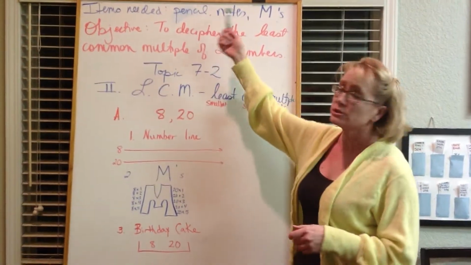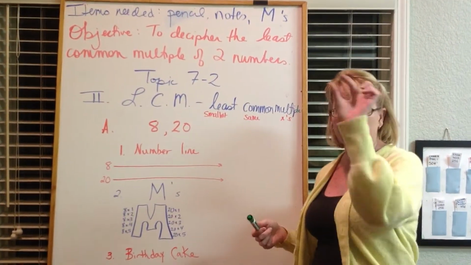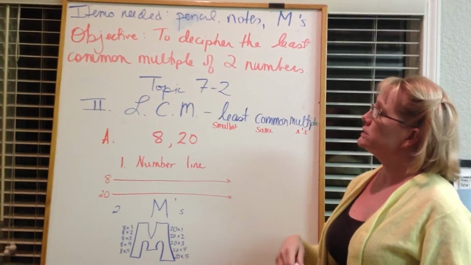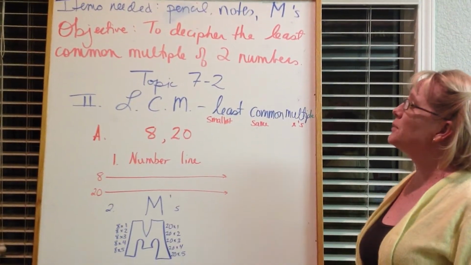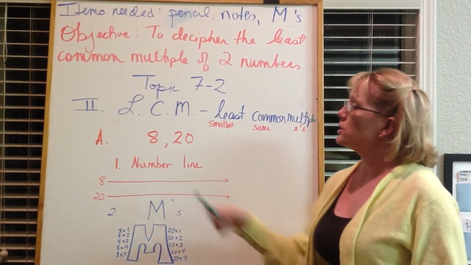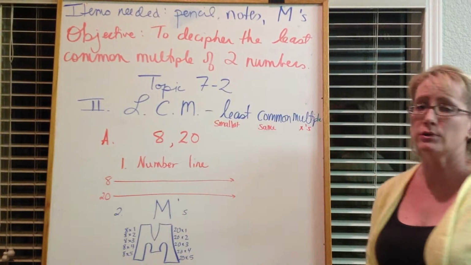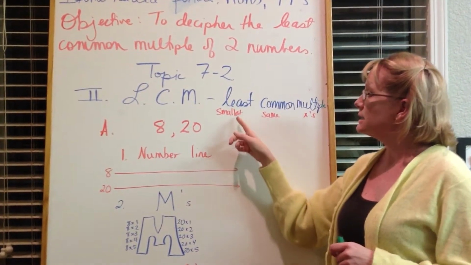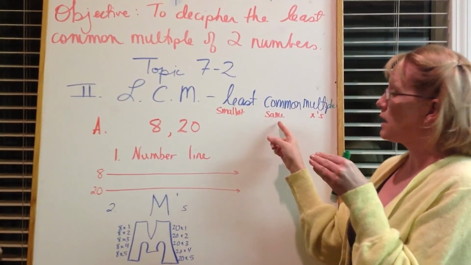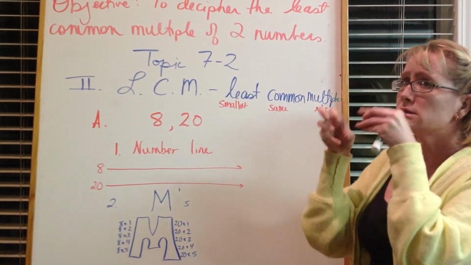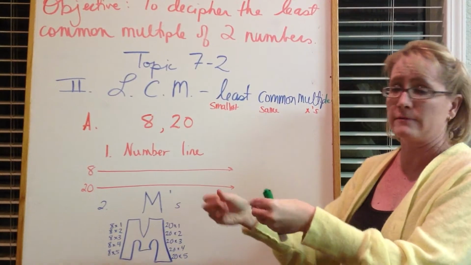So what you need is your pencil and your notes, and you need those cut out M's that I gave you today in class. Our objective is to be able to decipher, that means figure out, the least common multiple of two numbers. So you're going to put Roman numeral number 2 and write LCM, which stands for least common multiple. Another way of saying that is that the least means the smallest, common means the same, and multiple means multiplication. So it's the smallest same multiplication they have.